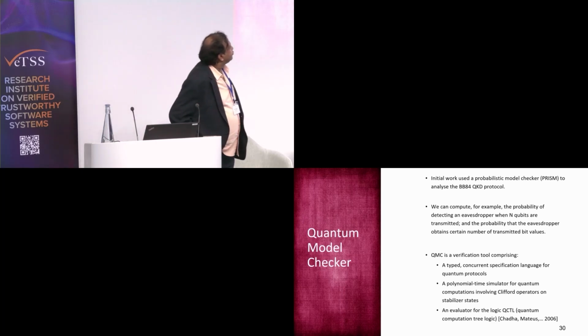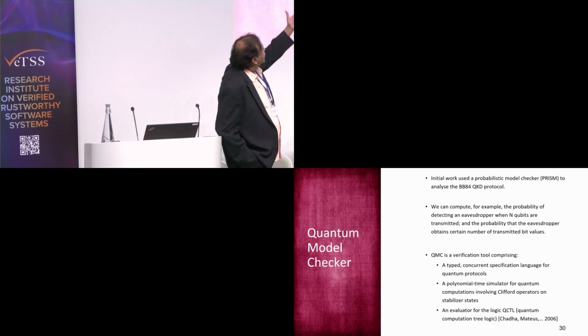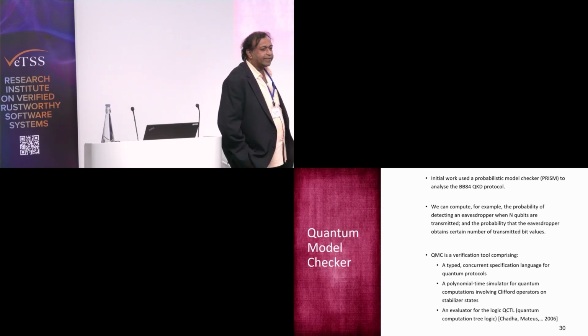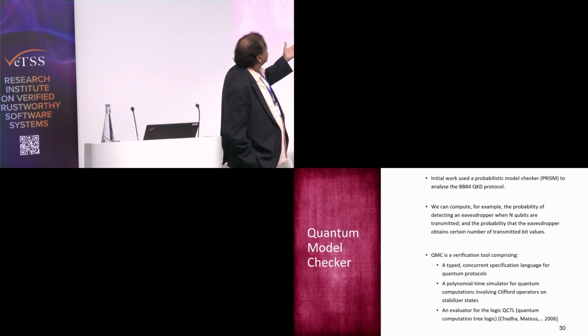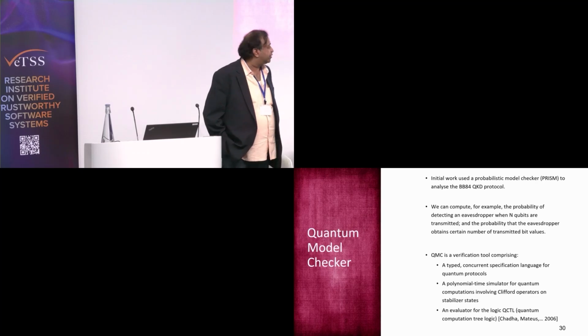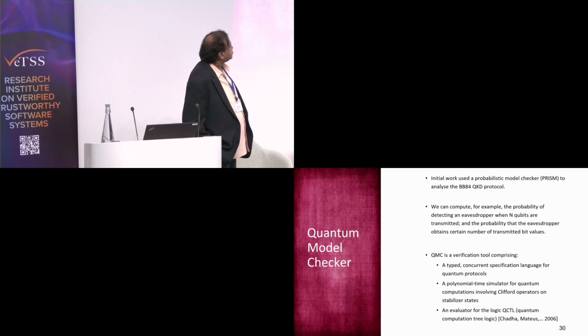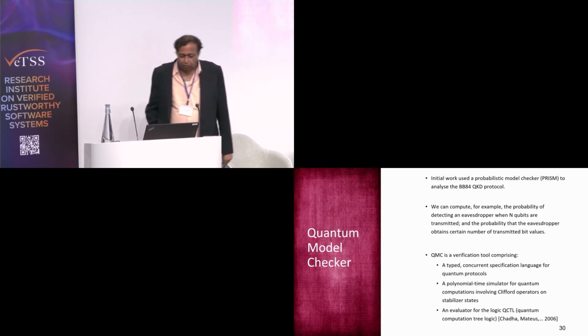We initially tried to do this with PRISM because it's a probabilistic model checker. We looked at the BB84 QKD protocol, which is the standard protocol for quantum key distribution. We can do some basic things: we can get the probability of detecting an eavesdropper, or of the eavesdropper getting a certain number of transmitted bit values, these sorts of things. But we found that not very adequate, so we developed our own tool called the Quantum Model Checker. I'll say a little bit more about that.